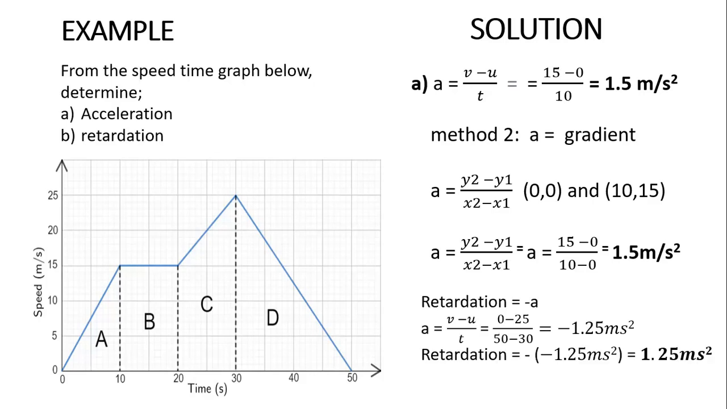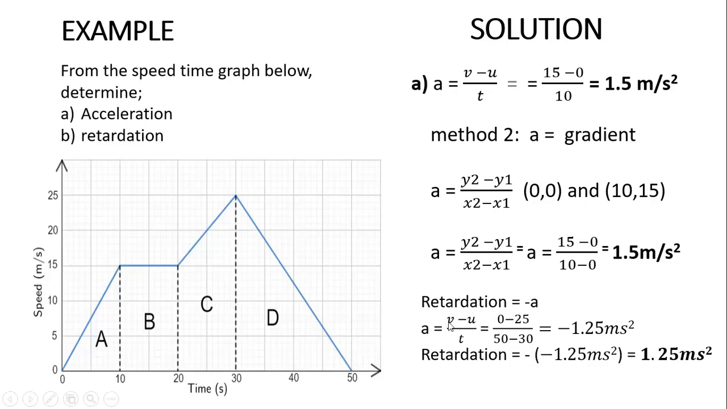Now let's deal with retardation. So like we said, by definition, retardation is simply negative acceleration. So even the formula of the retardation is equals to negative a. So in order for you to know the retardation, you first have to find acceleration.